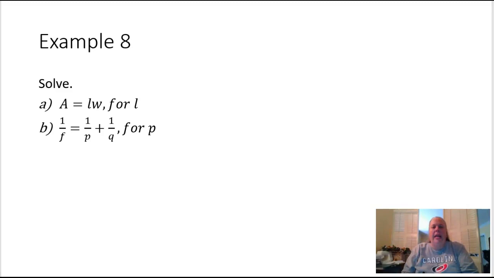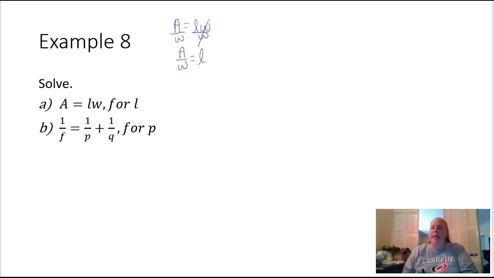All right, so for part A, we have the formula A is equal to L times W. This is the area formula for a rectangle. And what we want to do is solve it for L. So we want to change this equation from an A equals to an L equals. Since we're trying to get L by itself, we should probably divide that W away from it so that they will cancel out. And we're left with A over W is equal to L. And we're done. We've solved for L.